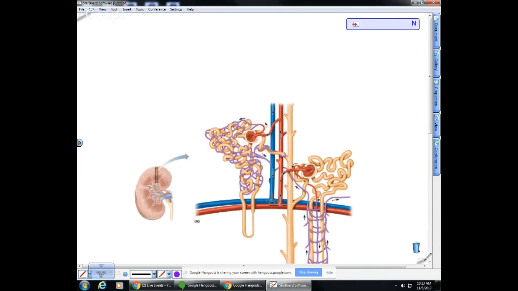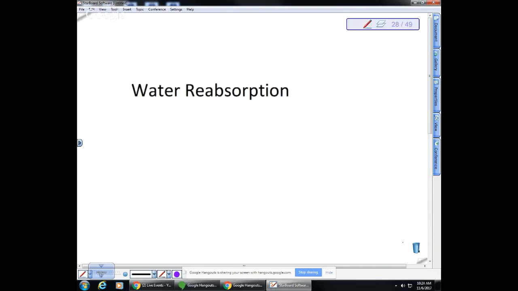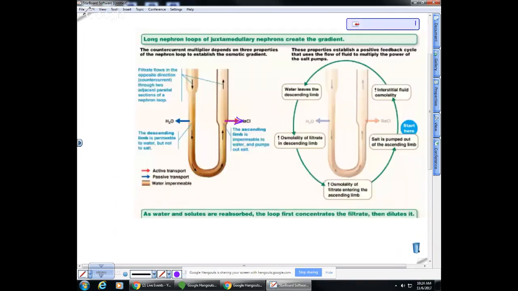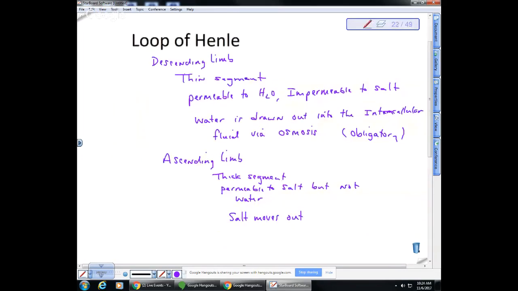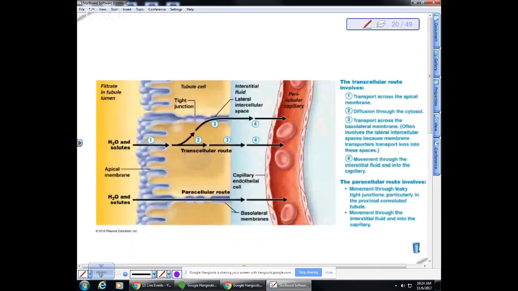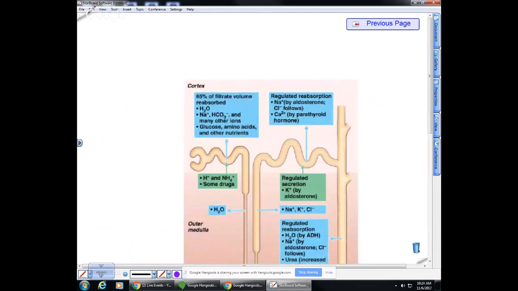So if we look at the distal convoluted tubule, where's my distal convoluted? Oh, it's right here, I'm sorry. Go back a few images. Okay, so potassium is secreted back in. We have sodium moving out. So you want to write that down in your PCT. Sodium moves out, and when sodium moves out, chloride follows.